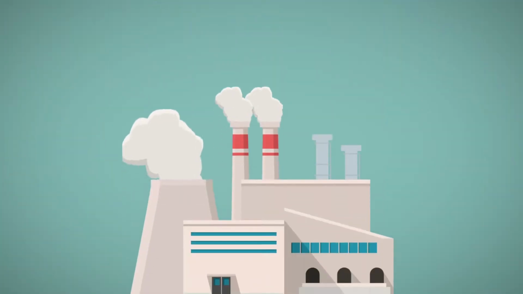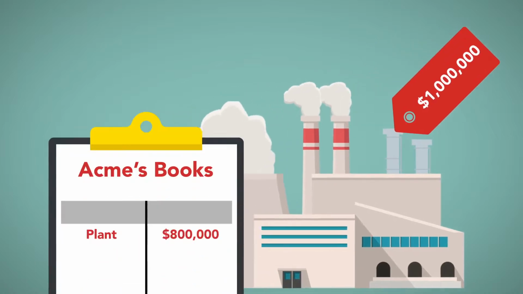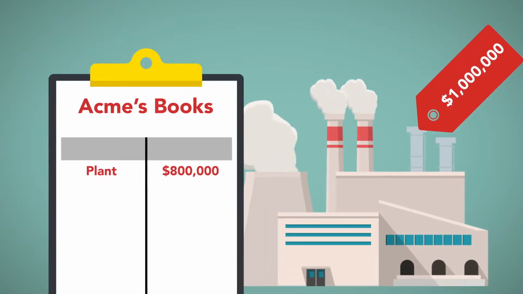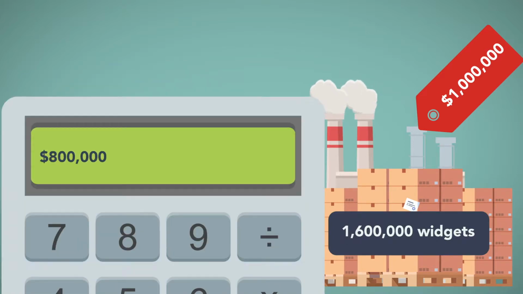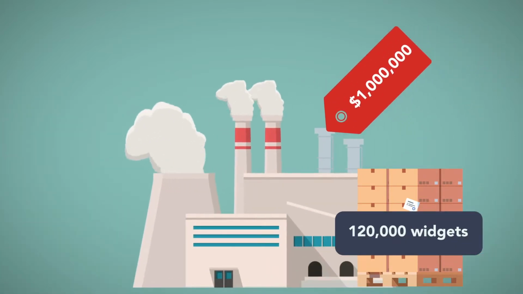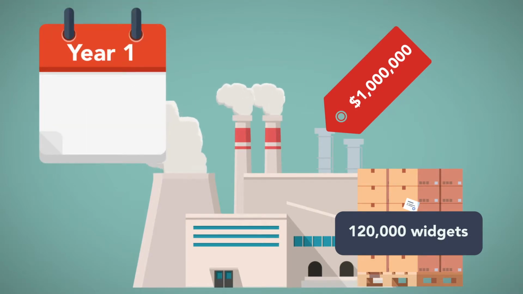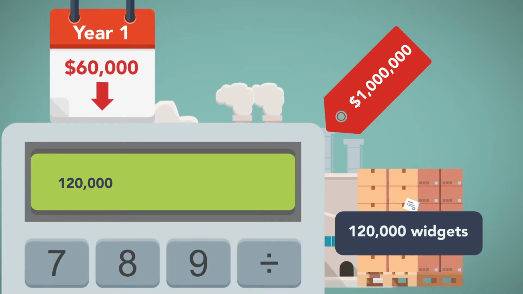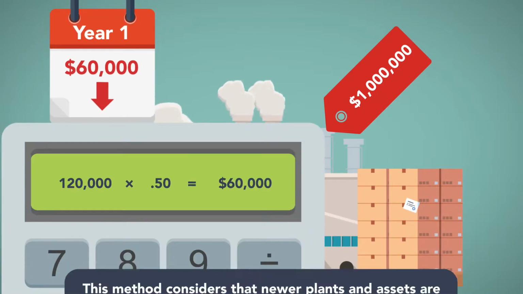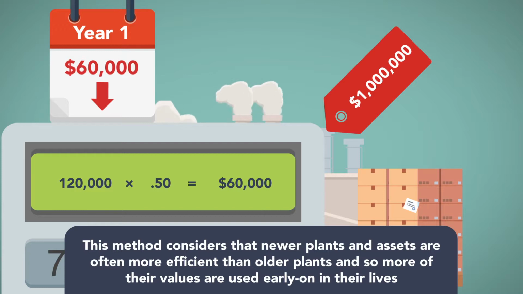For example, Acme's $1 million plant has a book value of $800,000 and is expected to produce 1.6 million widgets over the course of its useful life. 800,000 divided by 1.6 million shows a depreciation rate of 50 cents per widget. If Acme produces 120,000 widgets in the first year of its newly acquired plant's operations, then it would depreciate the plant by $60,000, which is 120,000 times 50 cents per widget. This method considers that newer plants and assets are often more efficient than older plants, and so more of their values are used early on in their lives.